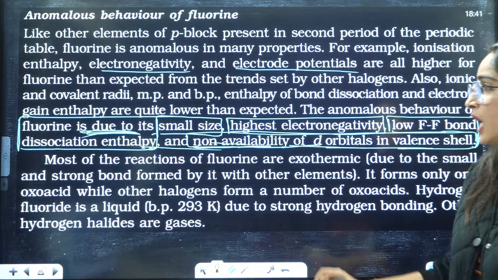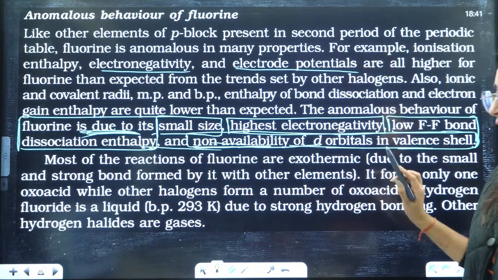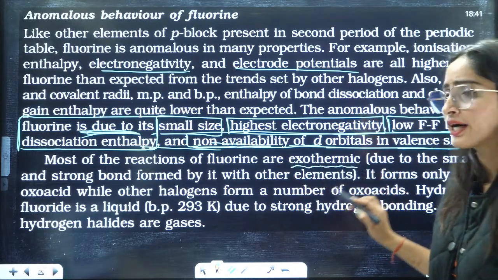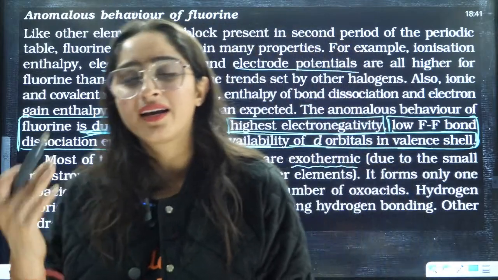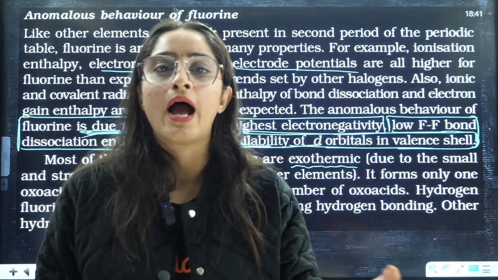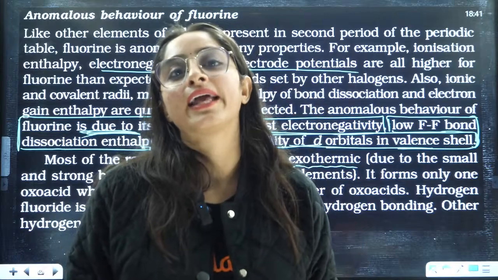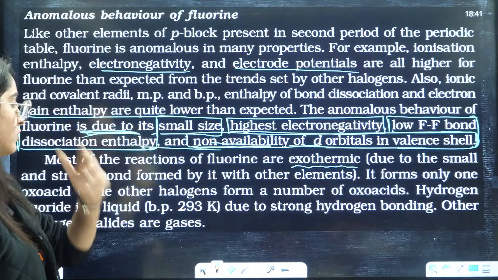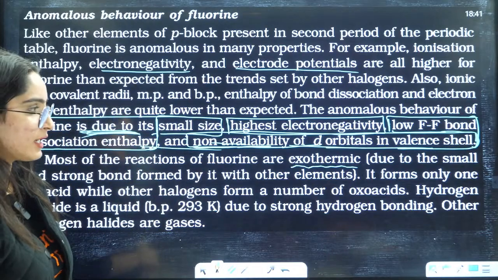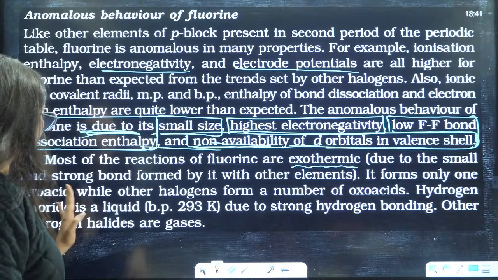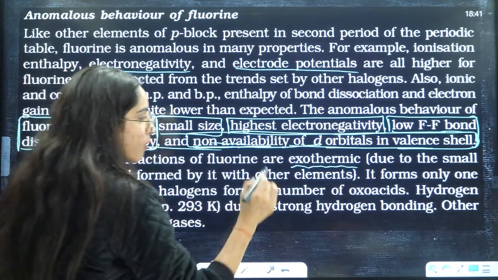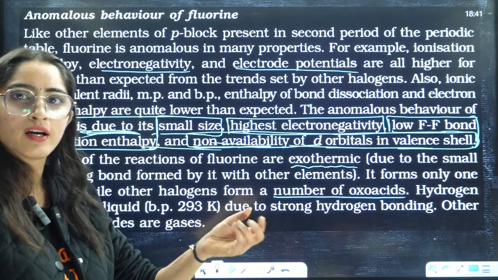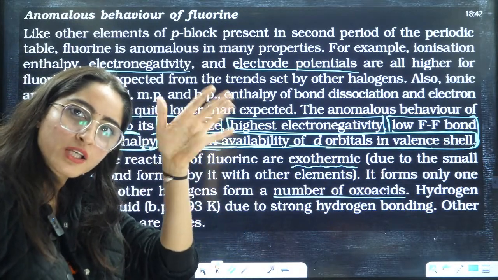Okay. Most of the reactions of fluorine are exothermic, right? Very explosive in nature. That's why when we study organic chemistry, whenever we are talking about hydrogen halides, we hardly take HF. Why? Because it's very explosive in nature, right? Due to small and strong bond formation by it with other elements. It forms only one oxoacid while other halogens form a number of oxoacids, right? So that's why very small, so many responsibilities, no friends.